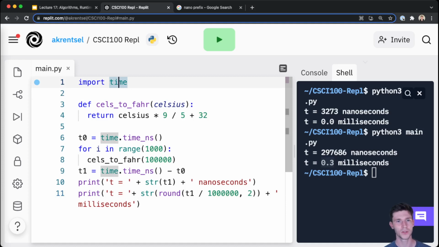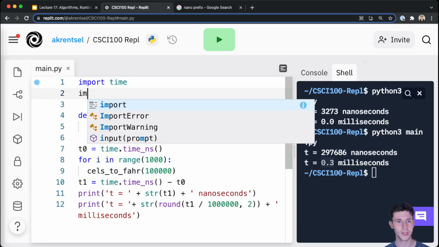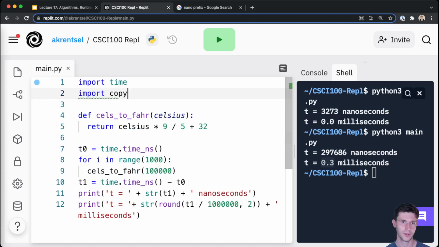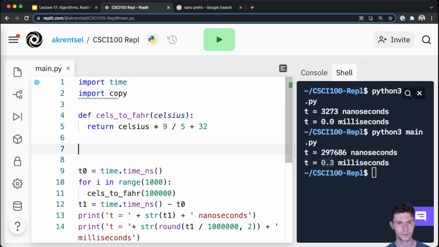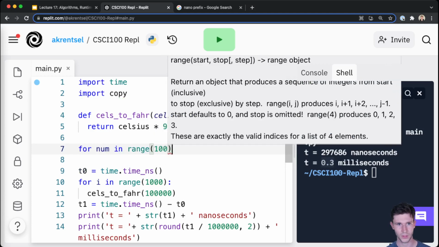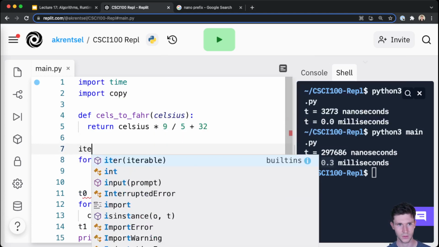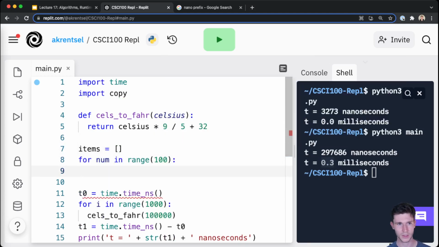Like, what if you wanted to write a different function that goes through and copies a list? Have you ever wondered how long does it actually take to copy a list? So if I start with a list, let's say that we have a list that has for i in range 100. I'm going to make a list that has 100 items.